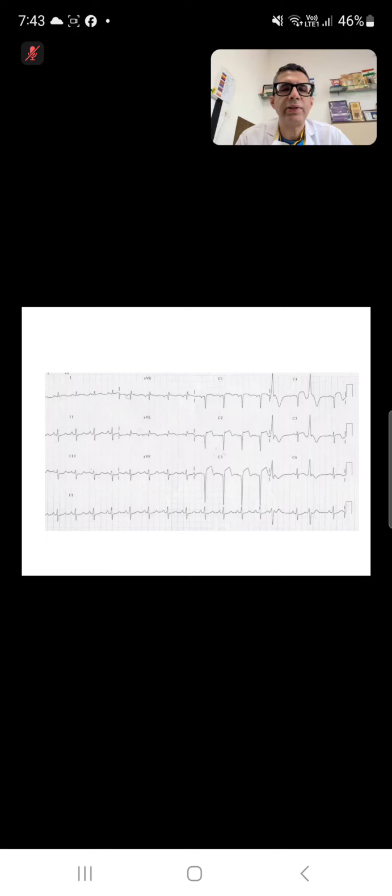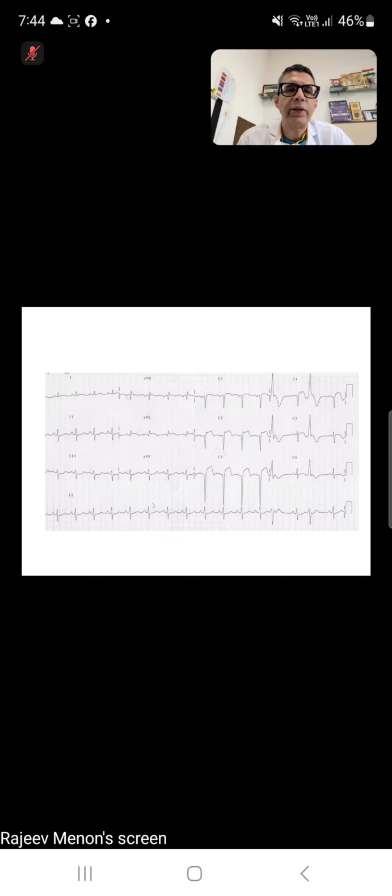How do you say QT interval is normal? It is less than half of the RR interval, sir. So this is half. At least on eyeballing, this seems to be more than half of the RR interval. So how much is this? This is 5, then another 3, so 8. 8 into 0.04 is 0.32.